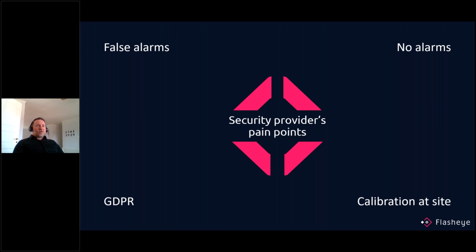Second issue is no alarms. That is the worst one. The customer calls up and says, hey, we had a breakage here and no alarm went off. And that could be caused by clogged up sensors or a change in the environment, snow buildup, or different scenarios that make the sensor not give alarms.